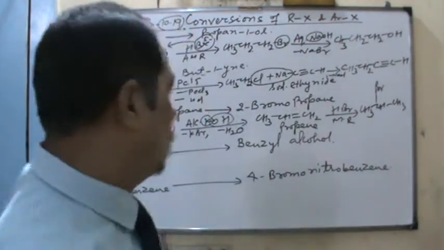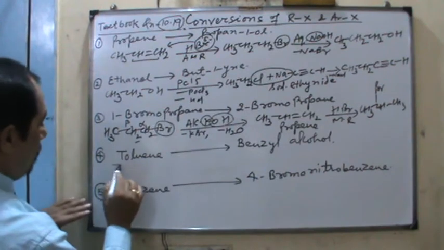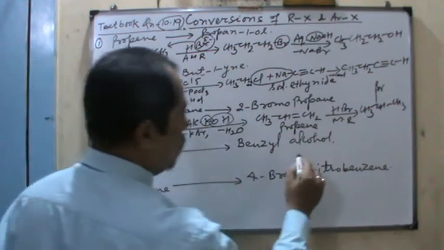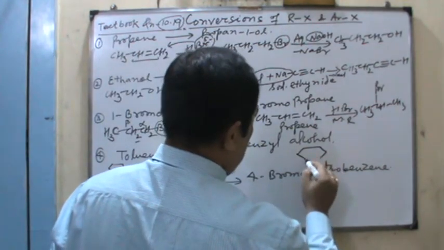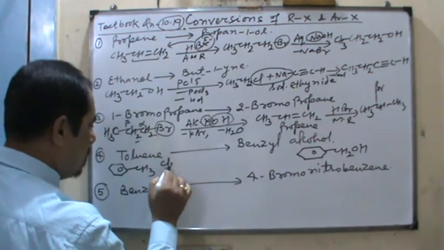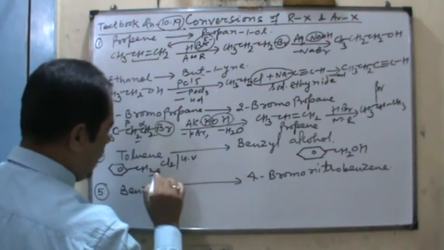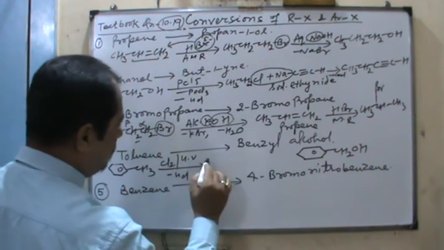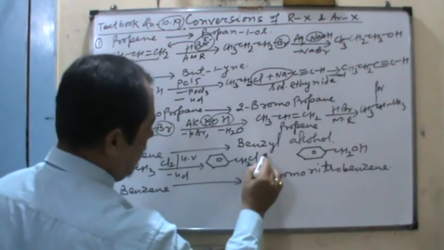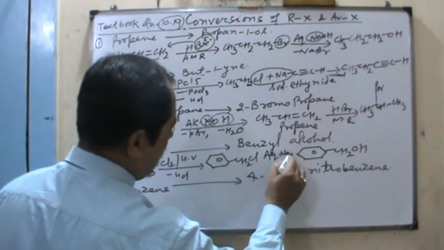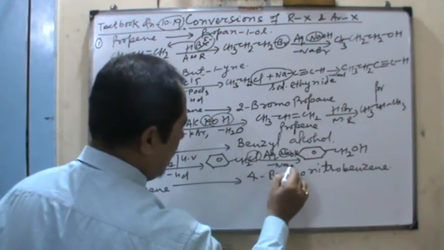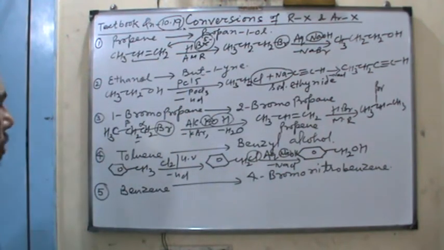Now in that case we again take toluene. Benzene containing a methyl group is toluene, C6H5CH3, and here you need benzyl alcohol. So Cl2 in presence of ultraviolet rays, minus HCl, gives C6H5CH2Cl, then aqueous NaOH. Then you get NaCl, and this is the benzyl alcohol.